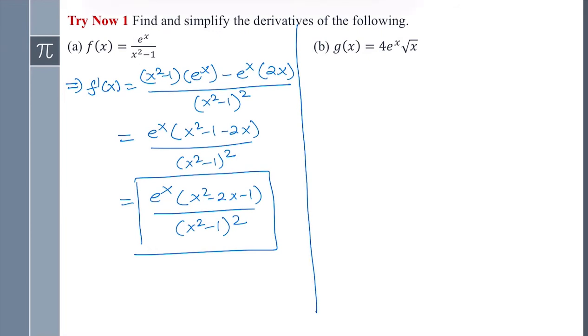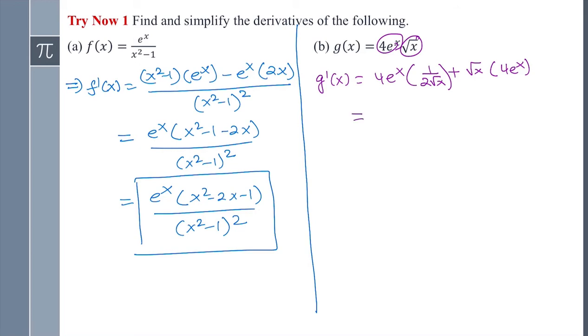Now let's look at the second one. This is a quotient rule. Sorry, this is a product rule. So we have this first function and the second function. So g prime of x equals the first function, which is 4e to the x, times the derivative of the second function. We already know the derivative of square root of x is 1 over 2 square root of x, then plus the second function, which is the square root of x, times the derivative of the first function, which is just 4e to the x, because it's the constant times e to the x.